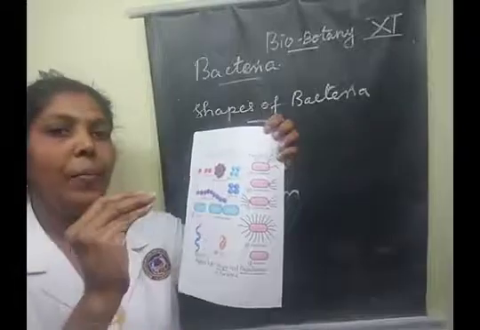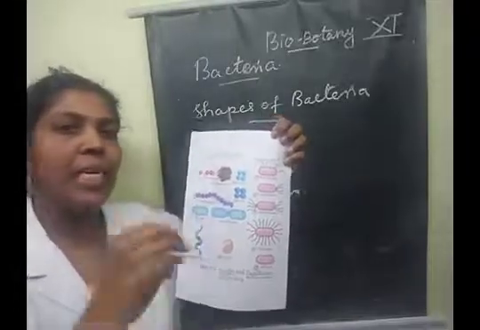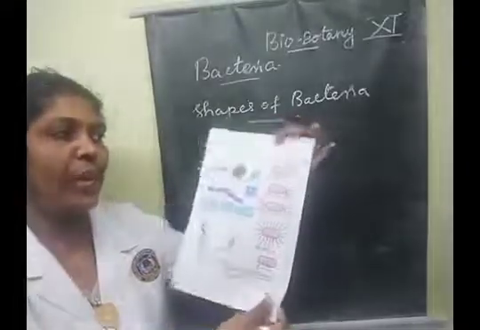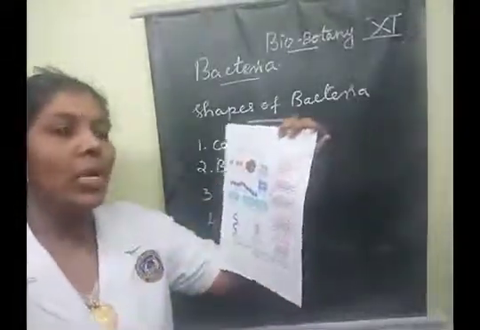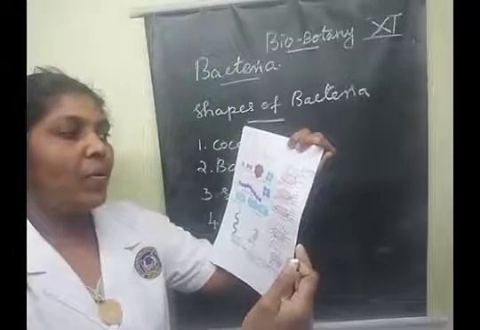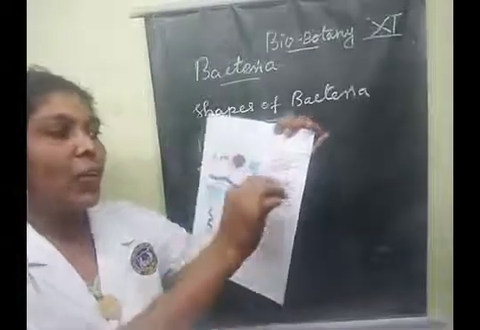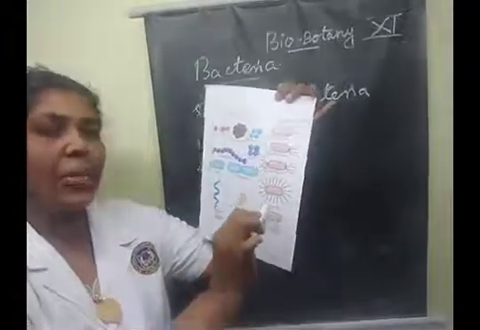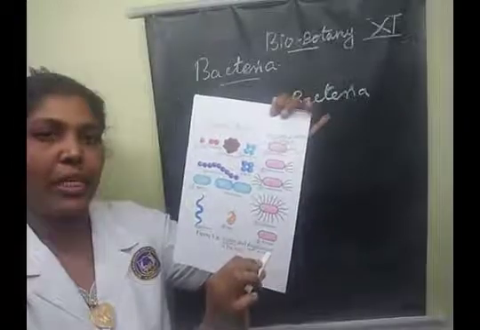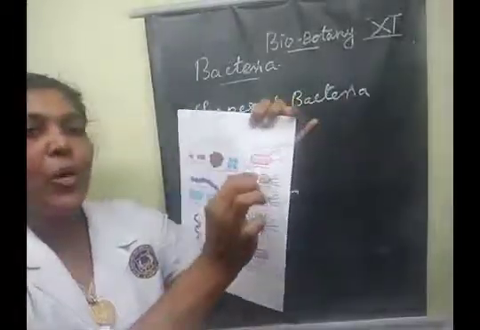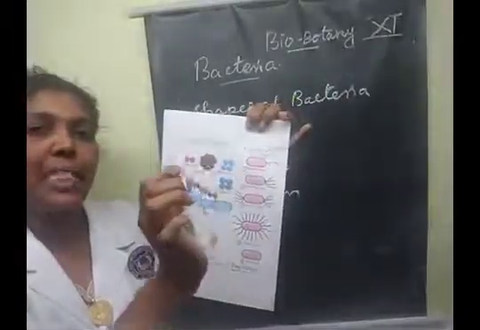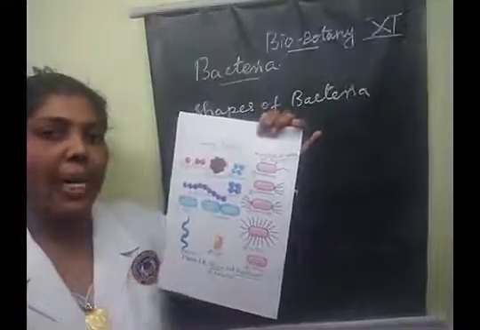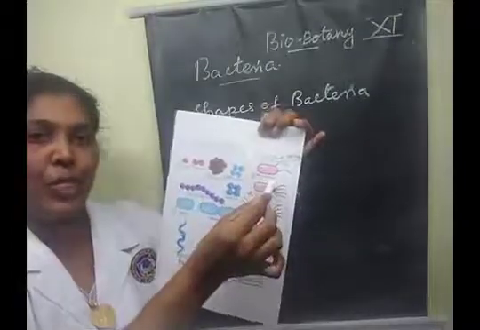Flagellation means how many flagella are present and in which positions they occur. Based on that, they come under 5 types: monotrichous, lophotrichous, amphitrichous, peritrichous and atrichous. So if we see this one, monotrichous means only a single flagellum present on only one side. That type is called monotrichous.